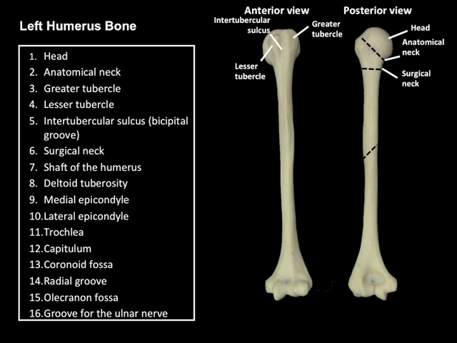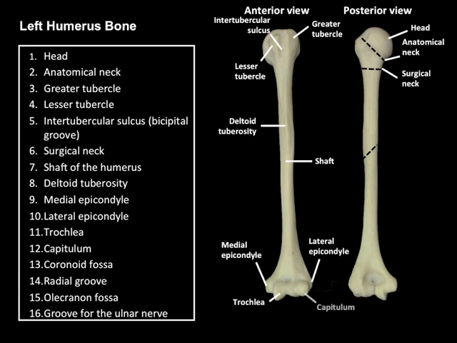the surgical neck, the shaft of the humerus, the deltoid tuberosity, the medial epicondyle, the lateral epicondyle, the trochlea, the capitulum, the coronoid fossa, the radial groove, the olecranon fossa, and finally the groove for the ulnar nerve.